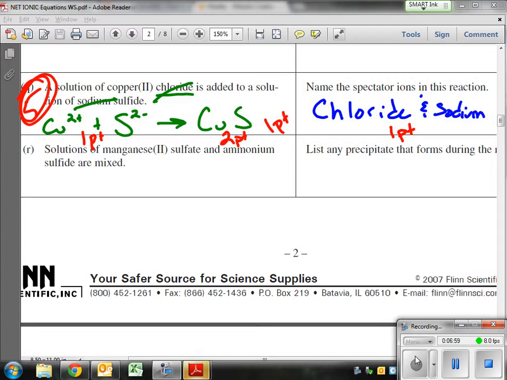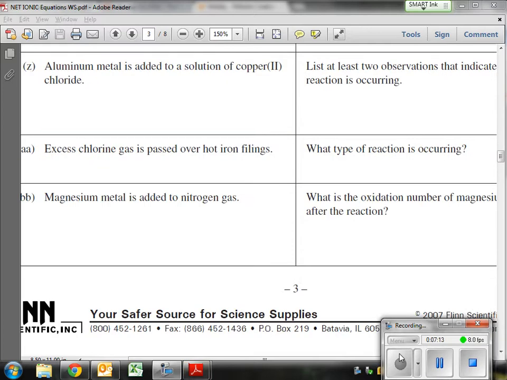All right, I'm going to skip around a little. If you're playing along at home, I'd suggest you skip down to S and do S by yourself. But we're going to skip over that because I have a limited amount of time. I only have enough of your attention to keep going for a little while. So we're going to skip to Z. Aluminum metal is added to a solution of copper chloride.